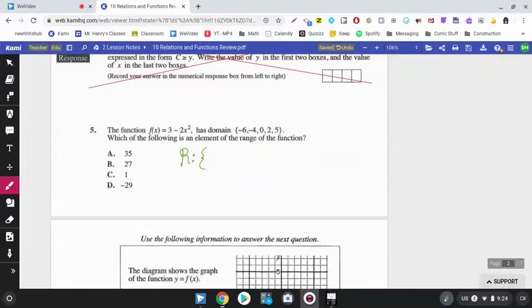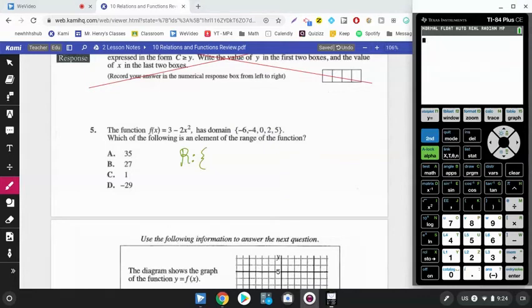So that's what I'm going to do. And because it's multiple choice, I'm really going to rely on my calculator. So I'm going to go 3 minus 2 times (-6) squared. Then I get -69. There's the first thing. Now let's do the next one. 3 minus 2 times (-4) squared. And I'm just typing these into my calculator to see what the outputs are. -29. Hey, that's an element in my range. I think D is the answer.